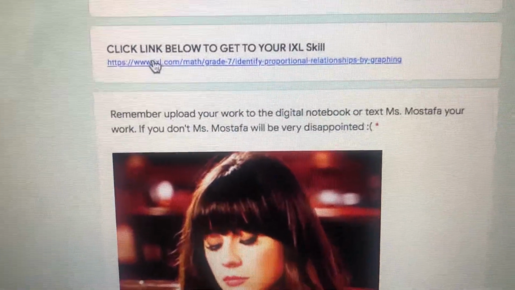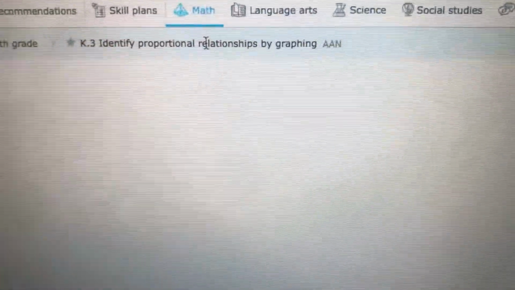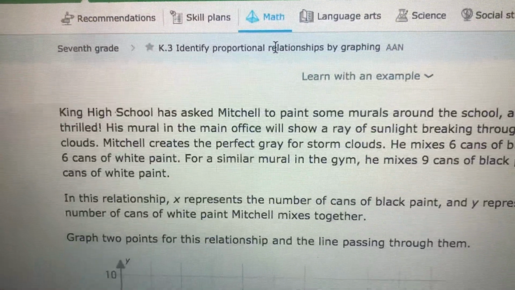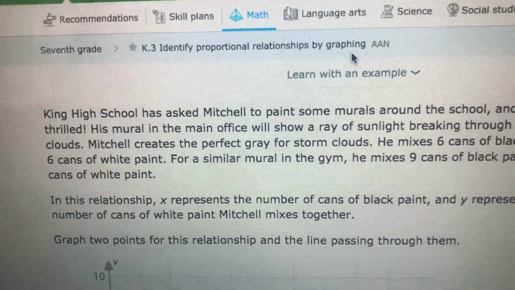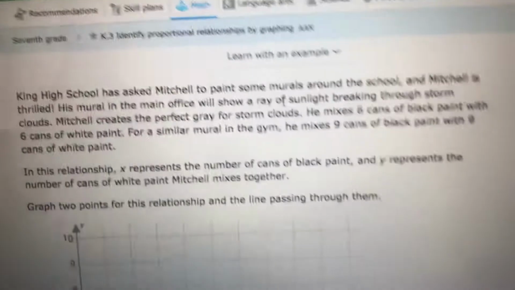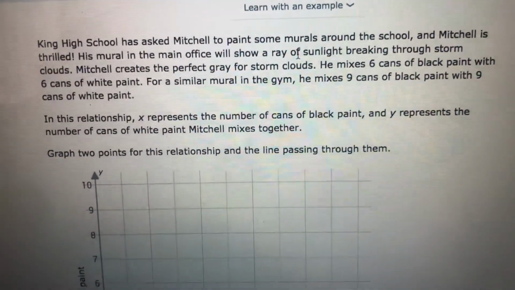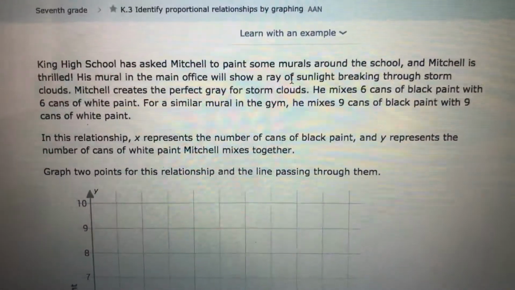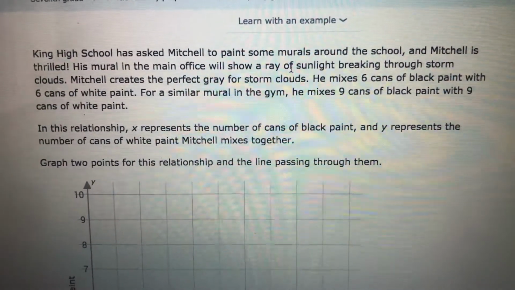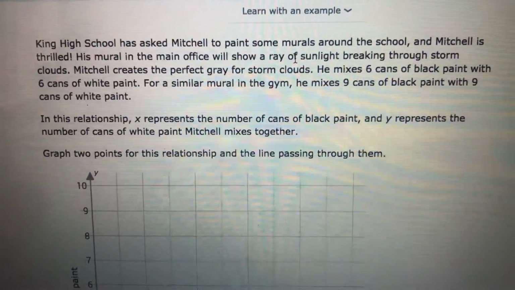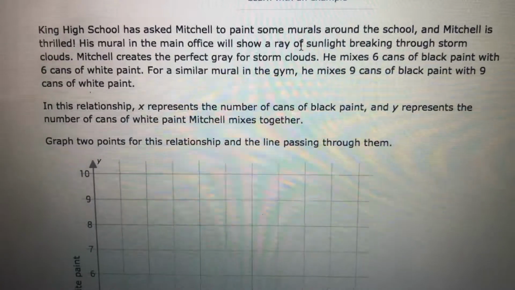So we're gonna click the link. That's how you get to it, on the bottom below the video. And today's skill is called identifying proportional relationships by graphing. Okay, so what's gonna happen is it's gonna give you this huge paragraph. This paragraph is actually really important because it tells you the numbers that need to get graphed. Okay, so here we go.